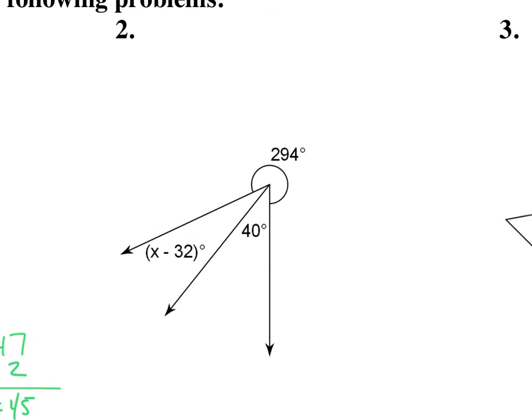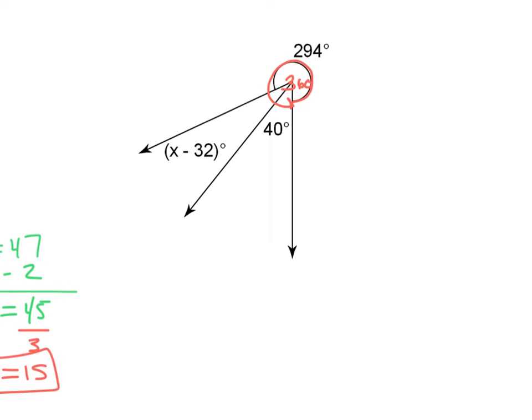In our next example, we don't have any vertical angles. What we really have is angles that add up to 360. So if I draw a circle around this, I get 360 degrees. So what I'm going to do is add up all these angles and set them equal to 360. So I have x minus 32 plus 40 plus 294 equals 360. Go ahead and solve that equation for x.